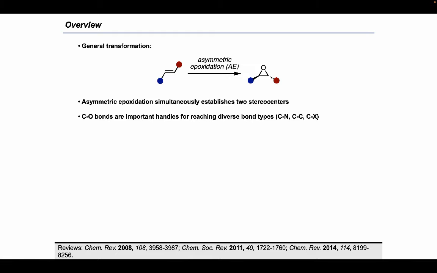Asymmetric epoxidation is quite important as a chemical transformation, as it can simultaneously generate two adjacent stereocenters, both of which bear useful carbon-oxygen bonds. Those stereocenters, once established, can be leveraged to reach a number of different motifs by virtue of the fact that carbon-oxygen bonds can be used to access carbon-nitrogen, carbon-carbon, and carbon-halogen bonds in addition to others.